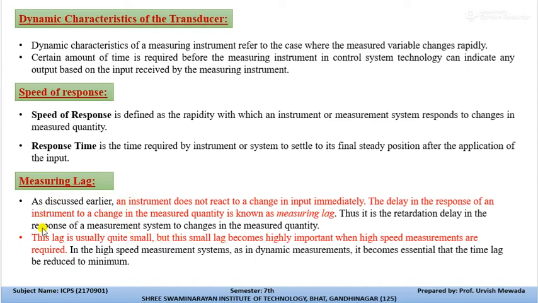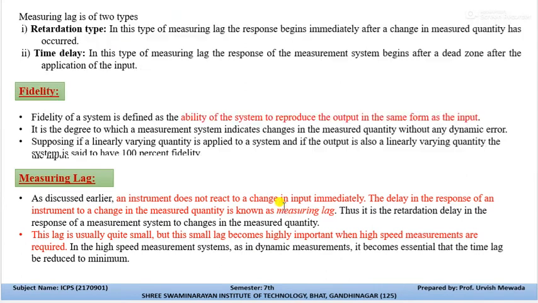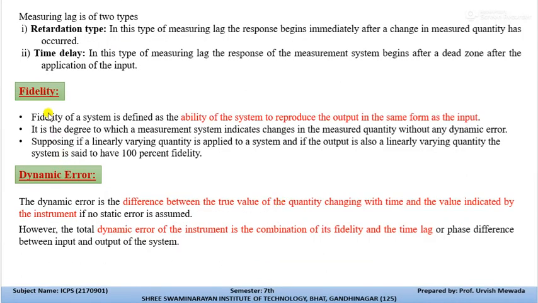So measuring lag is associated with the response of a system when we give the input, and for that particular input, instruments take some time to show the reading. So that is called the measuring lag. Now the next characteristic: in the measuring lag we have two types. First is retardation type and time delay.